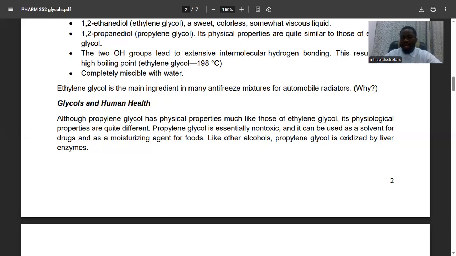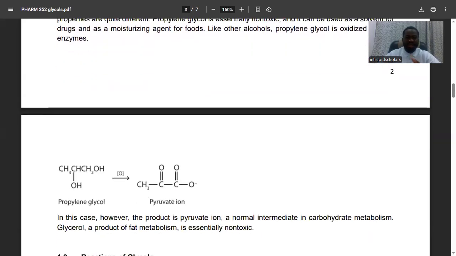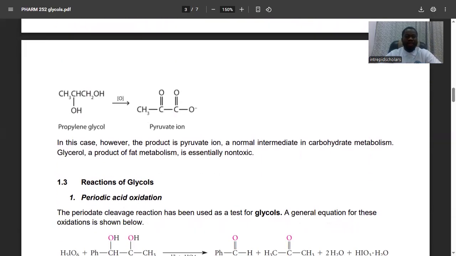Like other alcohols, propylene glycol is oxidized by the liver. Now, this is the oxidation process. We have propylene glycol being oxidized fully to form pyruvate. Pyruvate is a normal intermediate in carbohydrate metabolism, so it does not really cause a problem if we have this oxidation. That is why propylene glycol is non-toxic. When it's oxidized, the product it forms is non-toxic. It's a normal intermediate in carbohydrate metabolism. We don't have any issue with that.